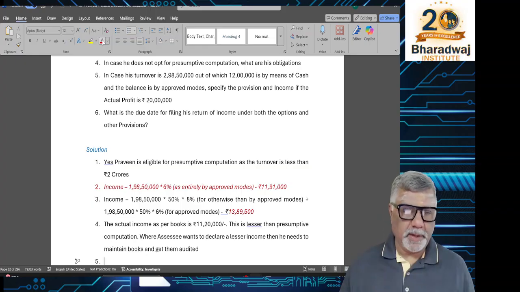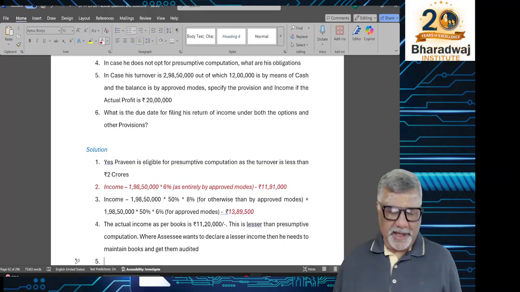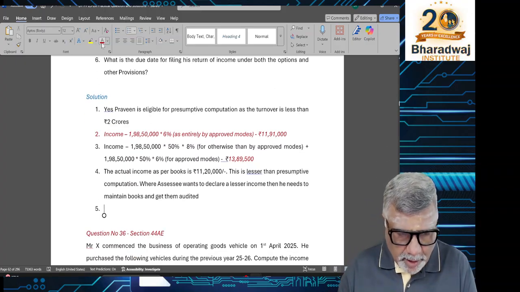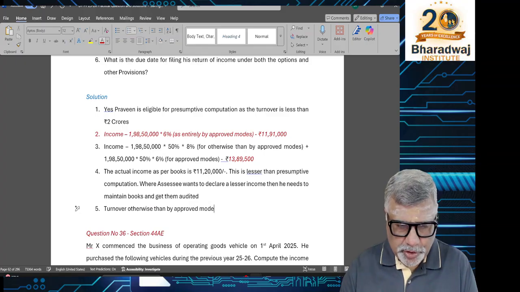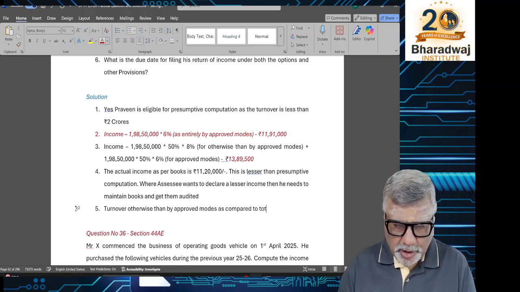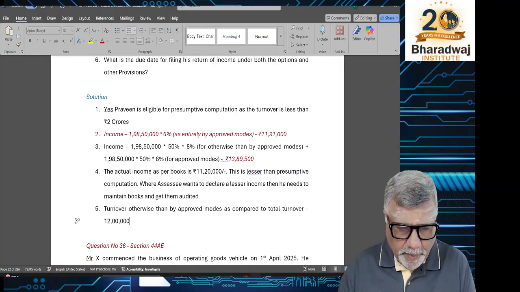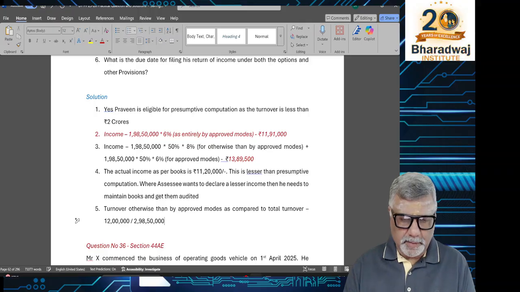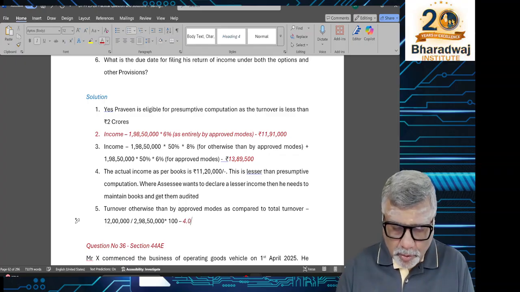Is it clear? Okay. In case his turnover is 2 crore 98 lakh 50,000, out of which 12 lakhs is by unapproved modes, specify the provision and income. Let's start with turnover otherwise than by approved modes as compared to total turnover. That is nothing but 12 lakhs divided by 2 crore 98 lakh 50,000, into 100. What percentage does it come to? 4.02 percentage.